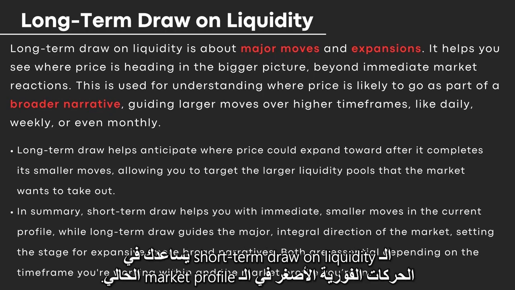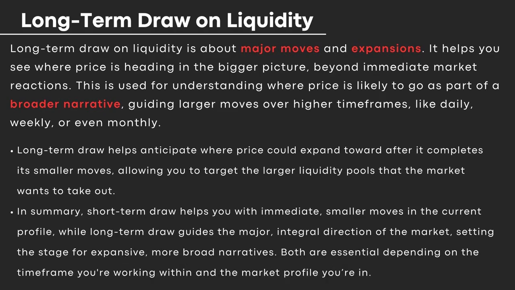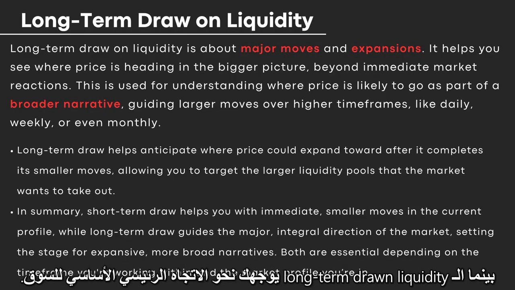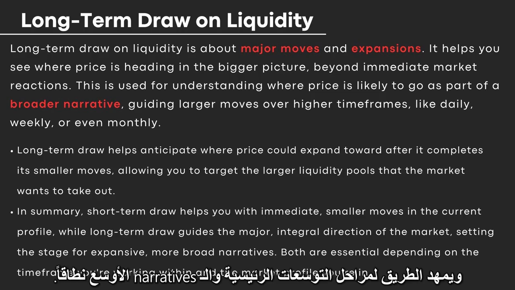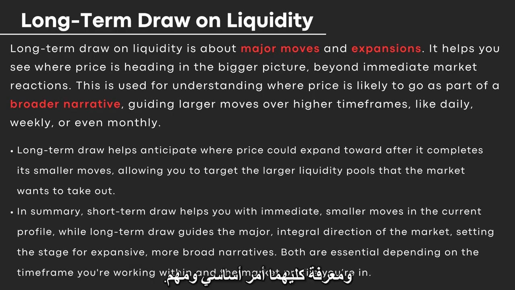Here is the summary. Short-term down liquidity helps you with immediate smaller moves in the current market profile, while long-term down liquidity guides you towards the major integral direction of the market and sets the tone and stage for major expansions and broader narratives. And knowing about both of them is essential and important, right?